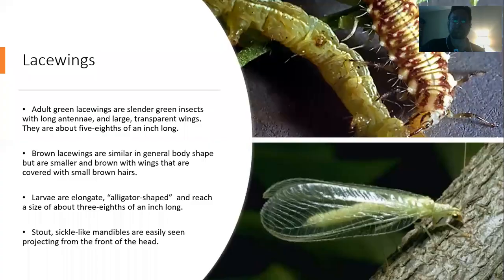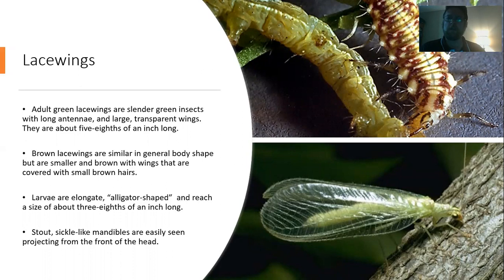Lacewings are another group of beneficial insects. The adult green lacewing is kind of a slender green insect. You can see a picture down there at the bottom. They have long antennae, and those long, lace-like wings, usually just over half an inch long. Brown lacewings are very similar, or just a little bit smaller, and they're brown rather than being green.